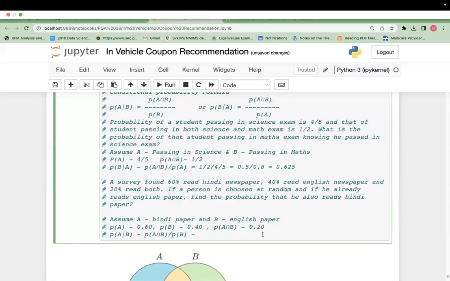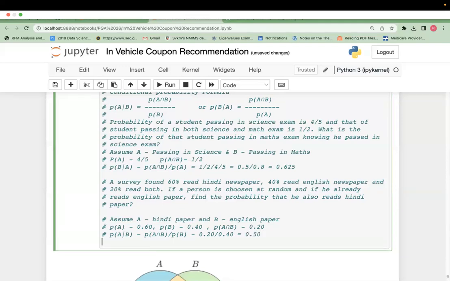So what is the answer here? 0.20 divided by 0.40, right? 0.50.